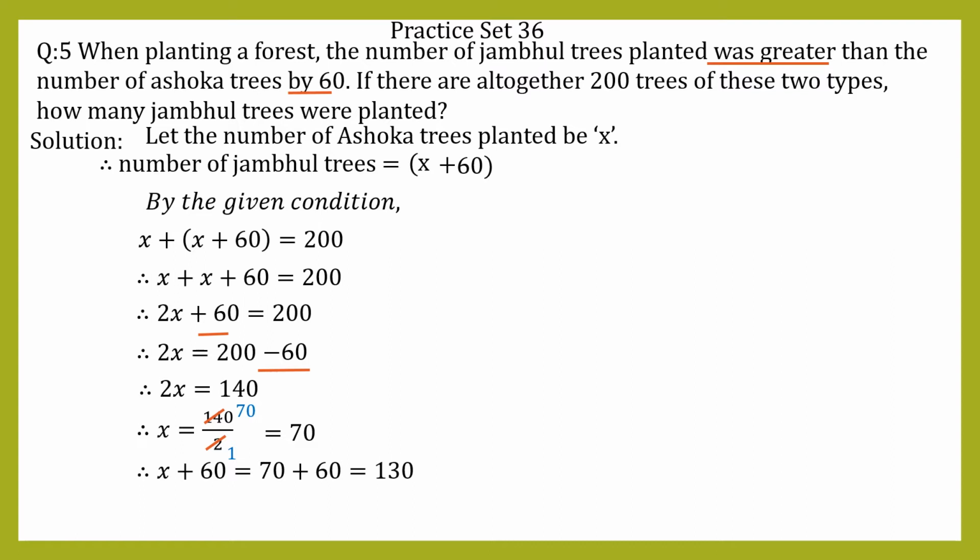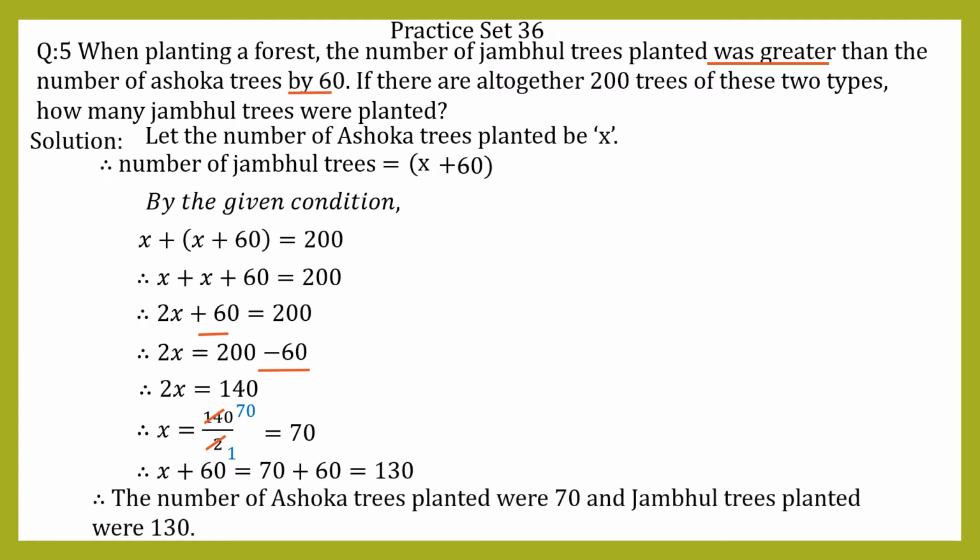Therefore x plus 60 will be how much? x plus 60 will be 70 plus 60 is equal to 130. So what is the number of jambal trees? The number of jambal trees is x plus 60. So we can write the final statement. Therefore, the number of Ashoka trees planted was 70 and jambal trees were 130.